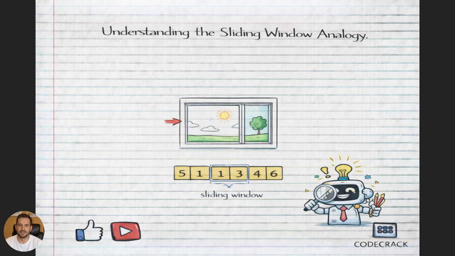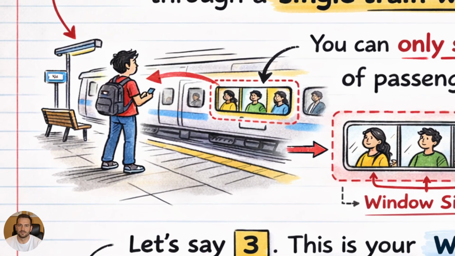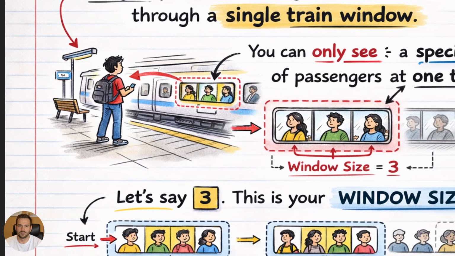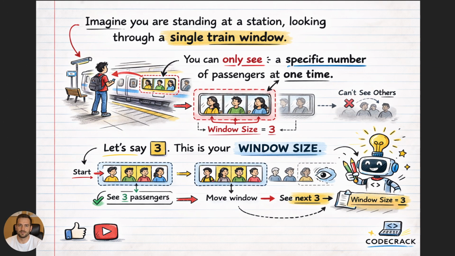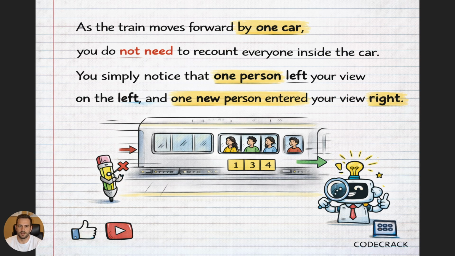Understanding the sliding window analogy. Before we touch the keyboard, let us visualize how this works. Imagine you are standing at a station, looking through a single train window. You can only see a specific number of passengers at one time. Let us say 3. This is your window size. As the train moves forward by one car, you do not need to recount everyone inside the car.